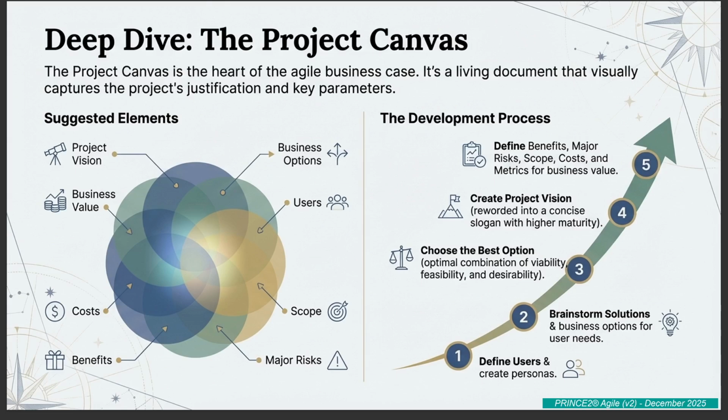The business options box forces transparency. You have to define the option you chose, but also the ones you considered and rejected. And, critically, the do the minimum option. It helps the board understand the cost of doing nothing. And the user section. That's where you put your personas, your user groups, their pain points, their goals. It grounds the entire justification in real human needs.